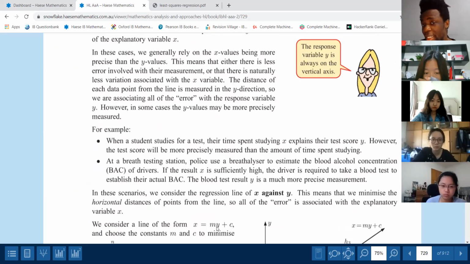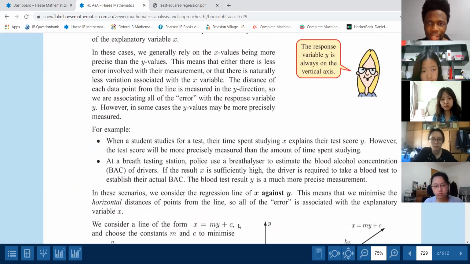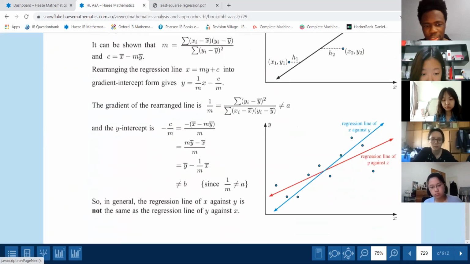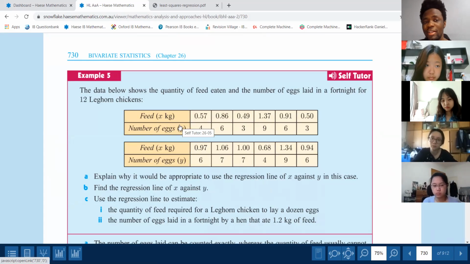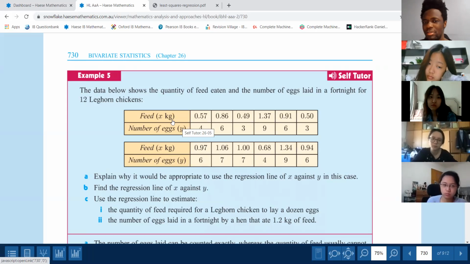Since Y is more precise, Y will be our independent variable here, and X will be depending on Y. Let me show you an example. Look at this one: feed and number of eggs. It's very tricky because it's already X and Y. But finding the regression of Y on X, in this case, will not be that good. Because what is the whole point of finding the regression line? In order to be able to predict something when given the other, isn't it?